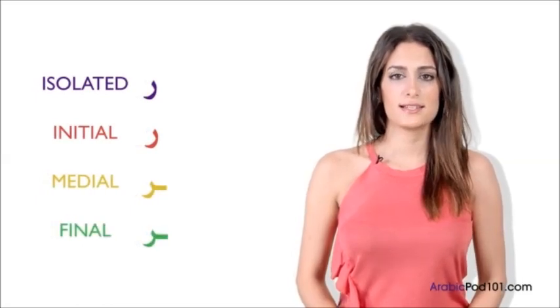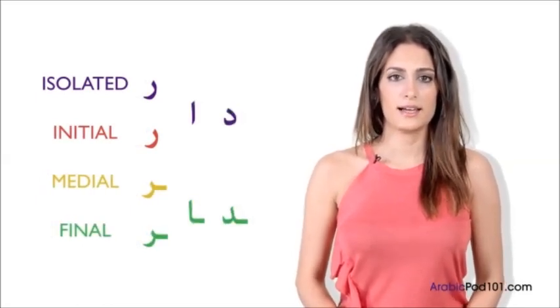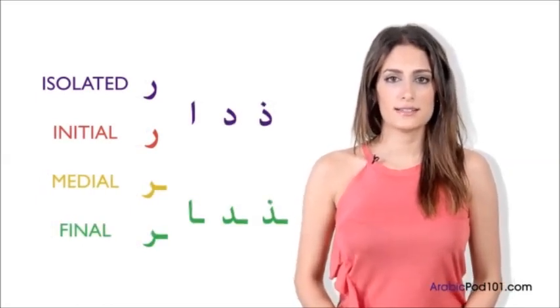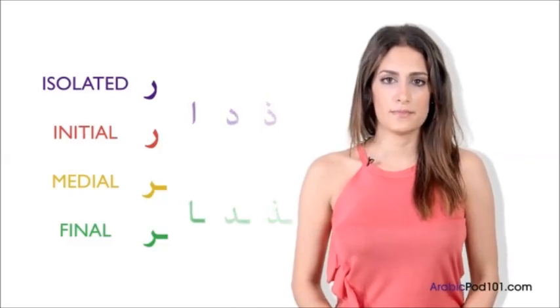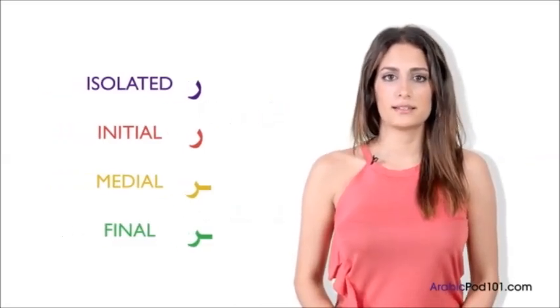Now let's take a look at the other forms. Just like the alif, dal, and dhal, the letters in this lesson connect differently. The isolated one is like the initial form, and the medial version is like the final one. Now we'll write it. Ra.